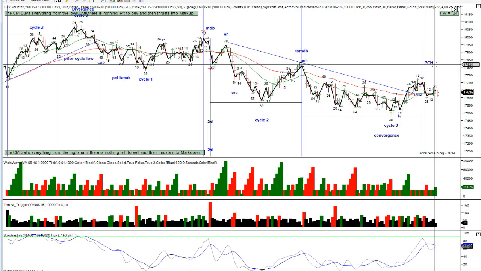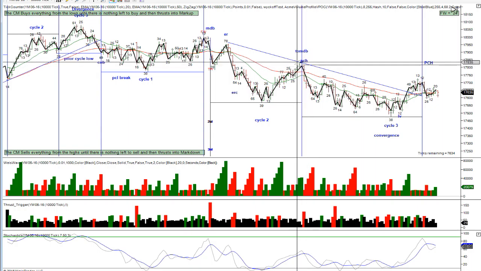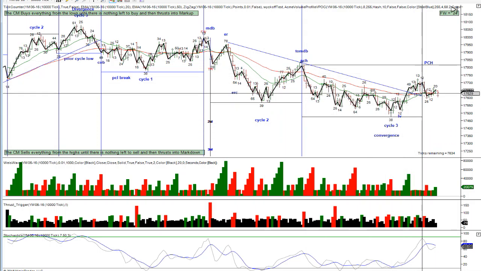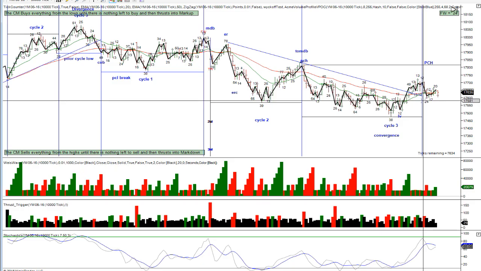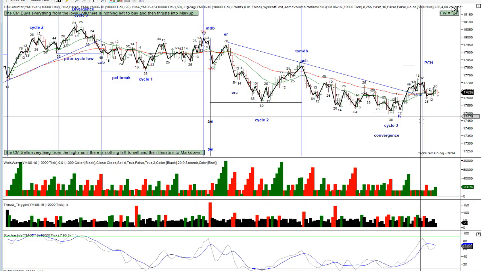I don't think a new trend is going to start until the prior cycle high is taken out, and that prior cycle high is up here. So you can't really trade this until the prior cycle high is taken out. You need to have a divergence or convergence. You need the prior cycle high to be taken out, and then you could buy the retest. And it should have heavy volume in the background, bull volume.